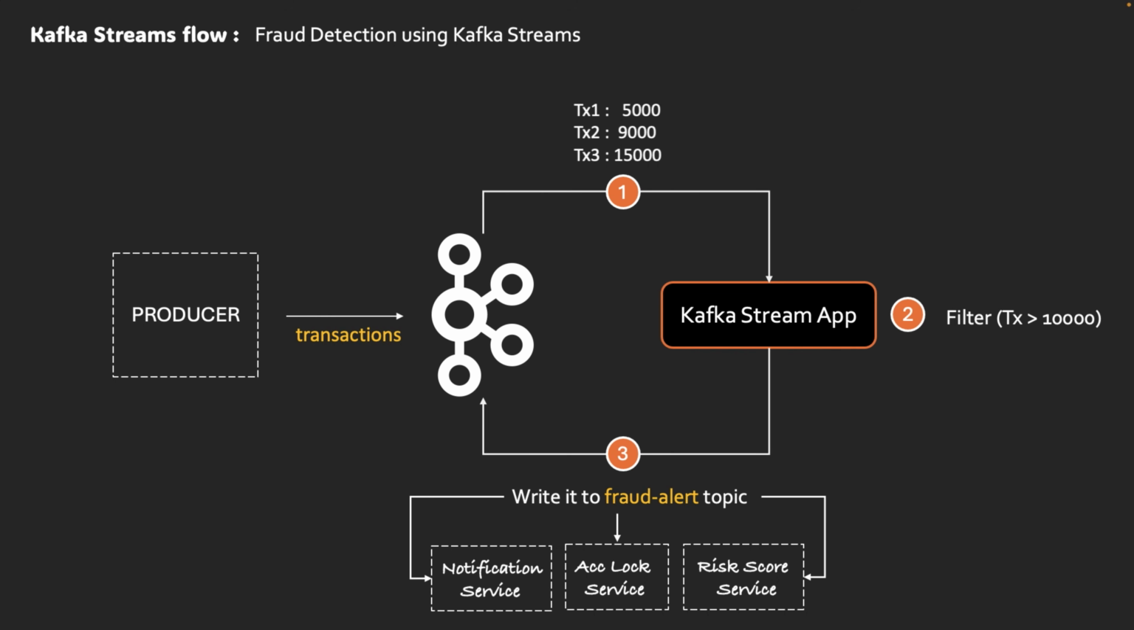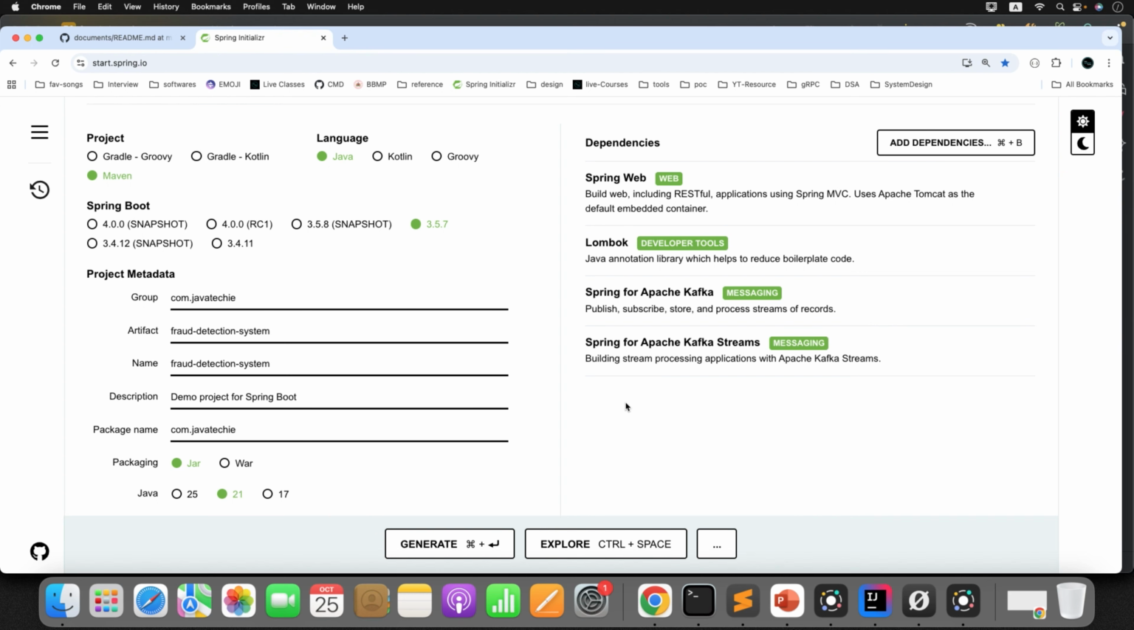Then let's see it in action. To save our time, I already created a simple application which will just publish the transaction events to the topic, and as part of the dependencies I have added Spring Web, Lombok, Spring for Apache Kafka and Spring for Apache Kafka Streams. Basically you need the Spring for Apache Kafka dependency only if you are writing the producer and consumer using Kafka. But if you want to play with Kafka Stream, this is not required.